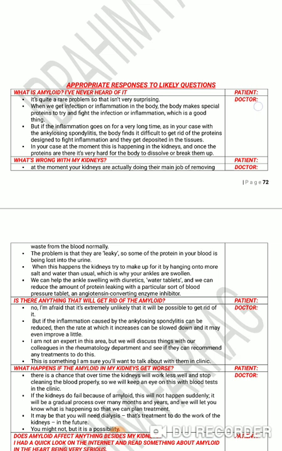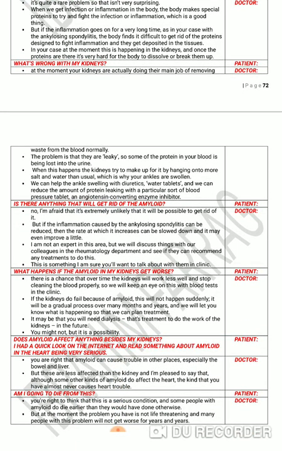Then the patient can ask, is there anything that will get rid of the amyloid? Then you tell him, no, I am afraid it is extremely unlikely that it will be possible to get rid of it. But if the inflammation caused by the ankylosing spondylitis can be reduced, then the rate at which it increases can be slowed down and it may even improve a little. I am not an expert in this area, but we will discuss things with our colleagues in the rheumatology department, and if they recommend any treatment, this is something I am sure you will want to talk about with them in clinic.